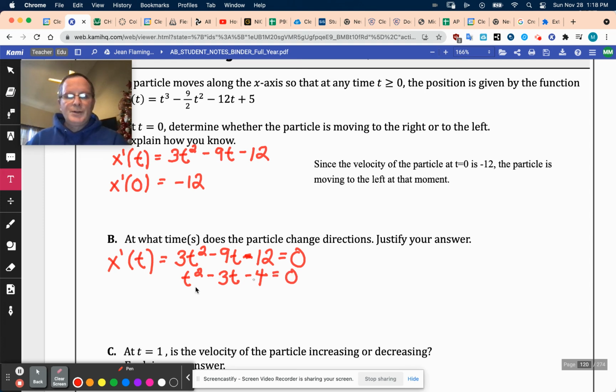And that factors into t minus 4 times t plus 1 equals 0. And those two moments would be when t equals 4.